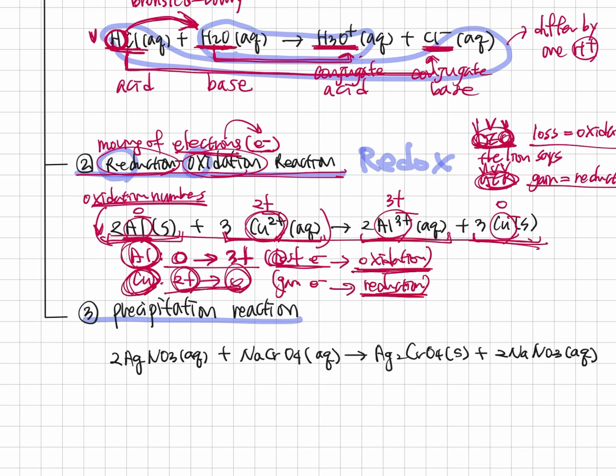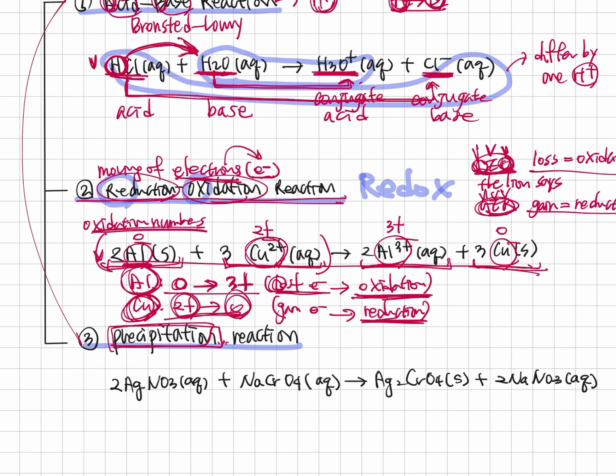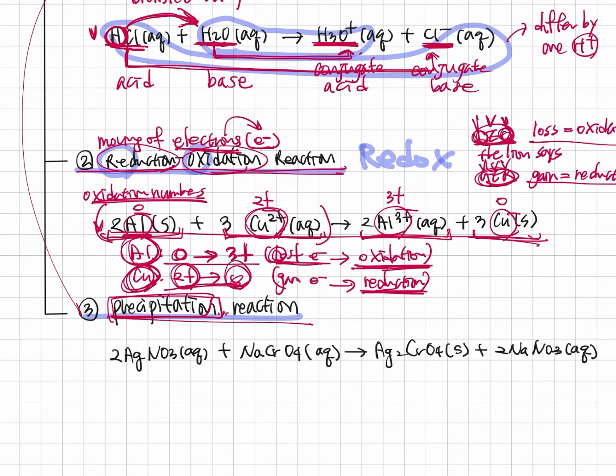And the last one is pretty straightforward, and this one is the easiest out of all of these three, I would say, and it's called the precipitation reaction. So we're just going to look at the example right away. The precipitation reaction is probably pretty self-explanatory. It's basically when a precipitate forms from a reaction.